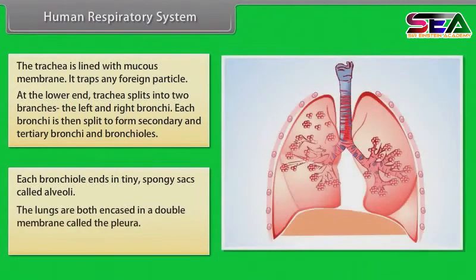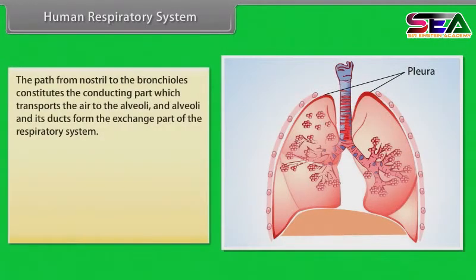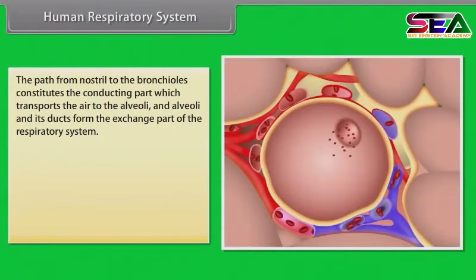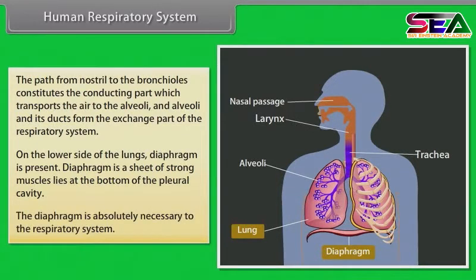The lungs are both encased in a double membrane called the pleura. The pleura protect and cushion the lungs. The path from nostril to the bronchioles constitutes the conducting part which transports the air to the alveoli, and alveoli and its ducts form the exchange part of the respiratory system. On the lower side of the lungs, diaphragm is present. Diaphragm is a sheet of strong muscles that lies at the bottom of the pleural cavity. The diaphragm is absolutely necessary to the respiratory system.